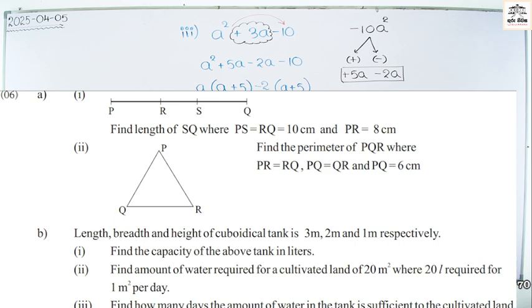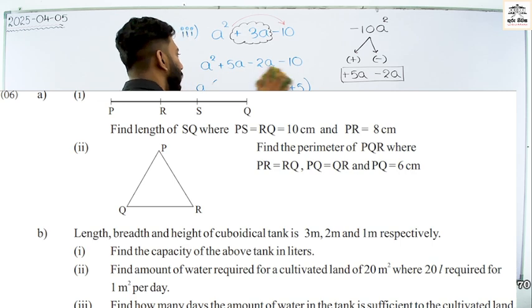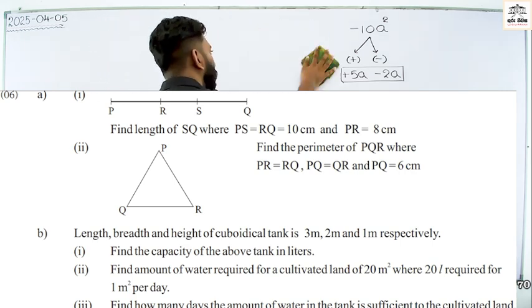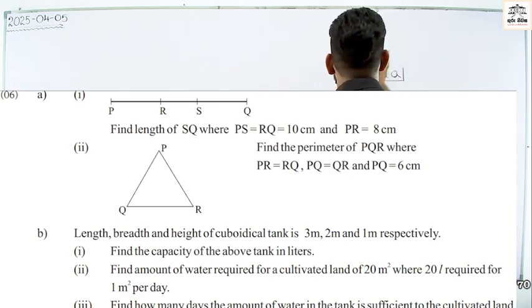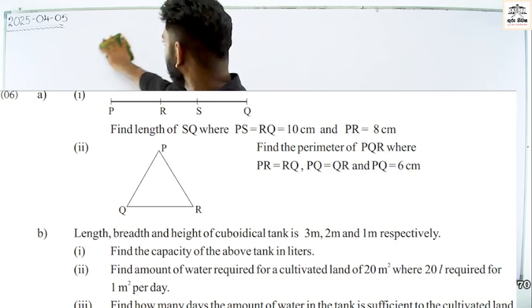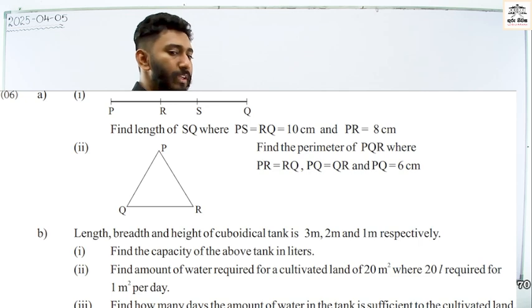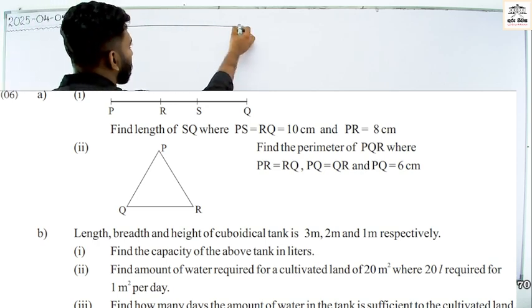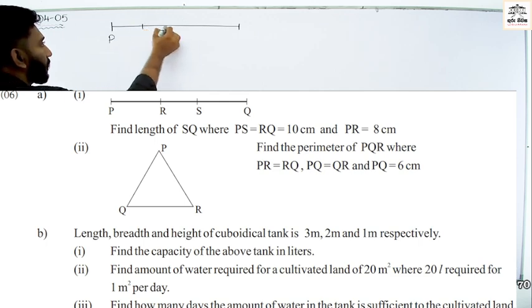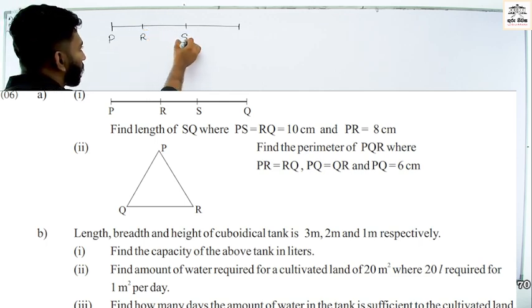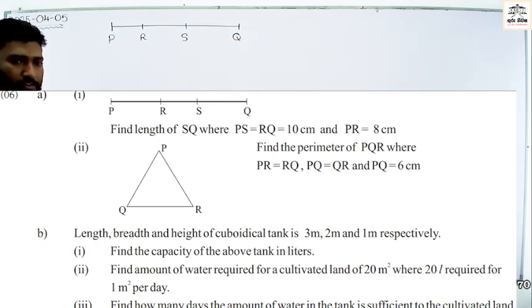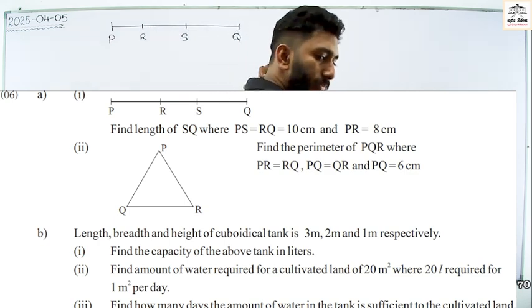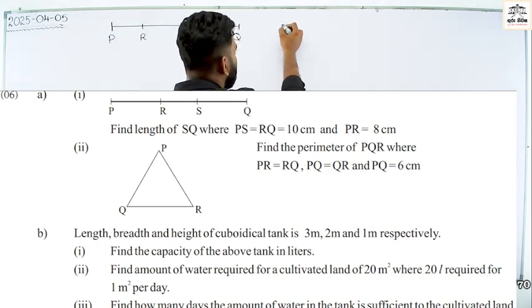Question number 6. This one's relevant to the axioms, right? PRSQ, and this is the bar. PRSQ. Find the length of the SQ where PS equals RQ.